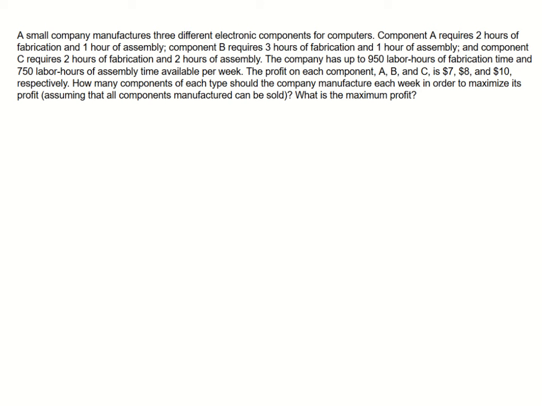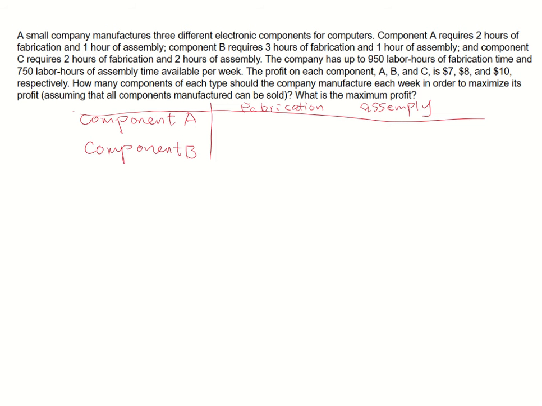In this video, we'll solve this word problem by using Simplex Tableau. First, let's translate the words into mathematical statements. First, it tells us component A requires 2 hours of fabrication and 1 hour of assembly, whereas component B requires 3 hours of fabrication and 1 hour of assembly. And component C requires 2 hours of fabrication and 2 hours of assembly.